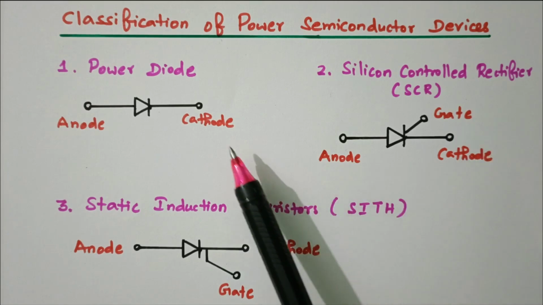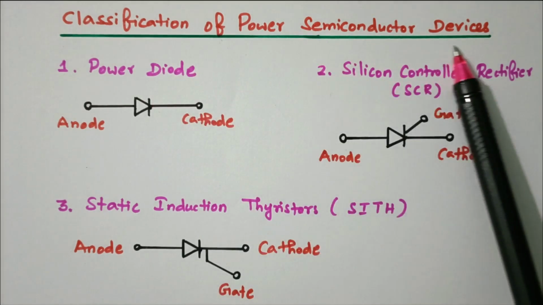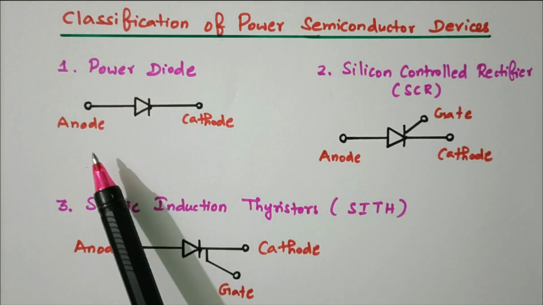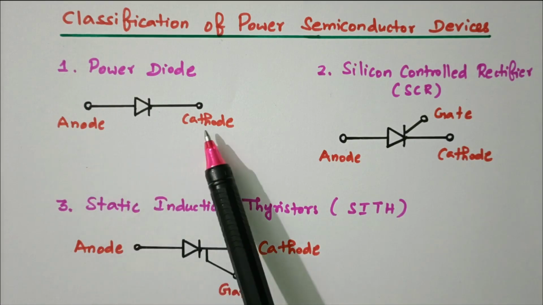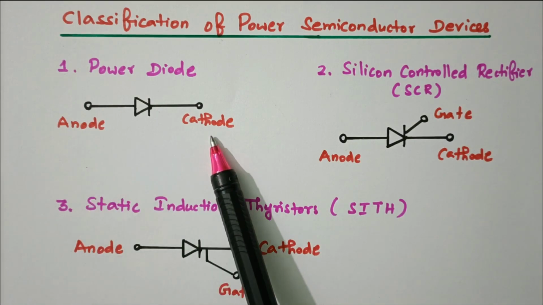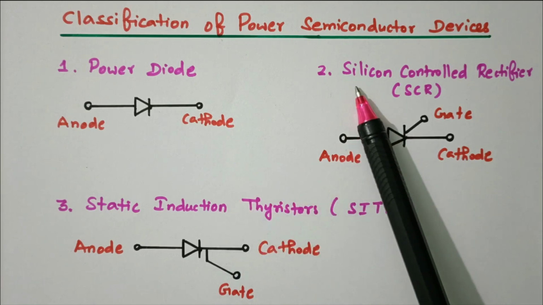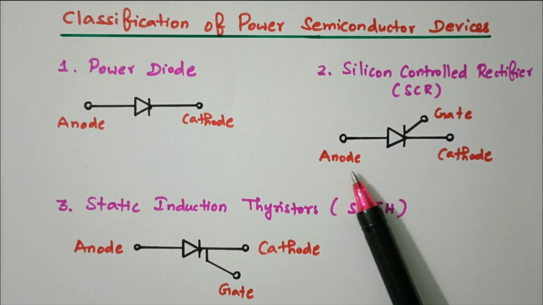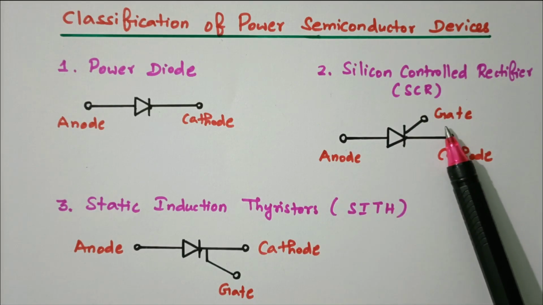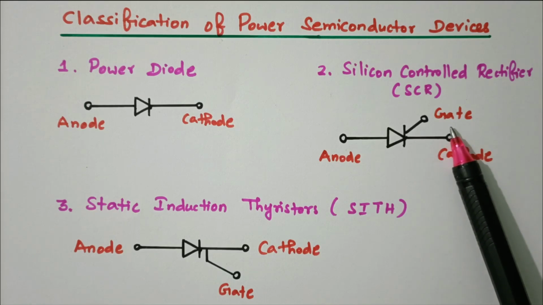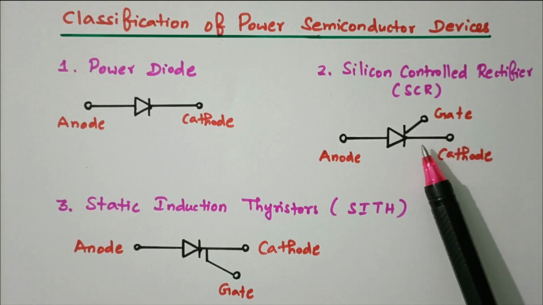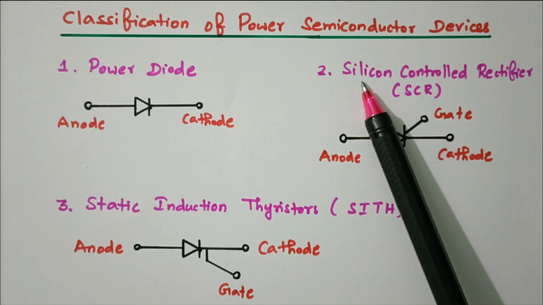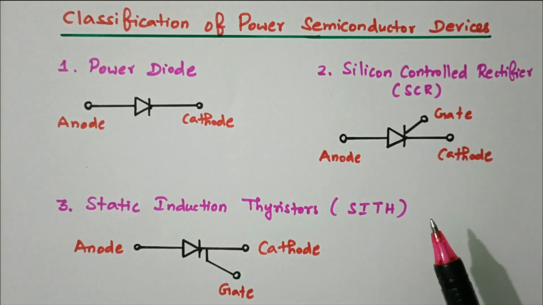Now we'll go to the topic, classification of power semiconductor devices. The first one is power diode. The symbol is given, anode and cathode. We have two terminals, anode and cathode. Silicon controlled rectifier, SCR. We have three terminals, anode, cathode, and in addition, the gate terminal. By applying the gate pulse, we can control the conduction of this thyristor. That's why it is called a silicon controlled rectifier.